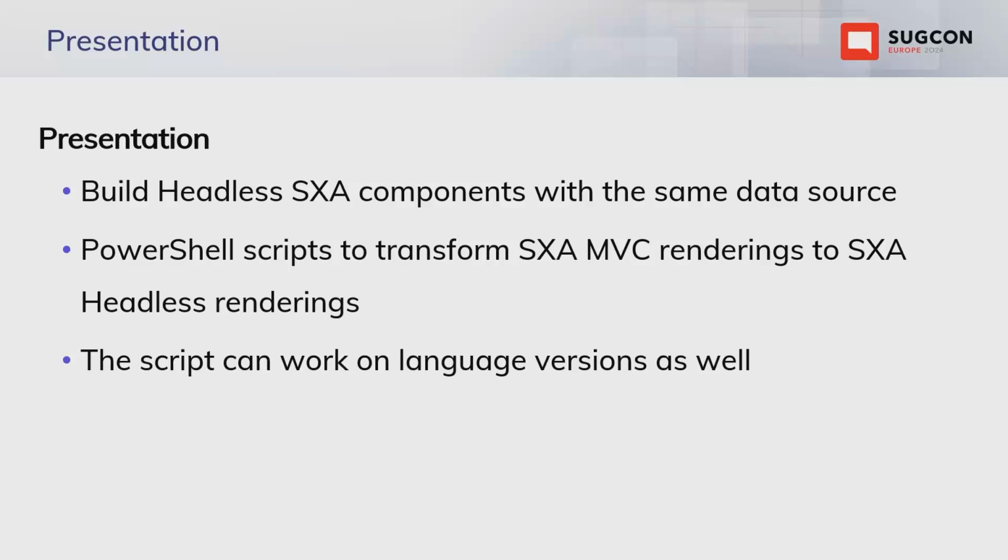We will have a look at this in detail. Then the same script will work on language versions as well, because we have two fields which have the rendering information: renderings and final renderings, right? If the content from these two fields can be transformed, or if we can iterate through the renderings and attach the correct rendering component ID, then you can automatically change into headless. So this we'll see in detail.